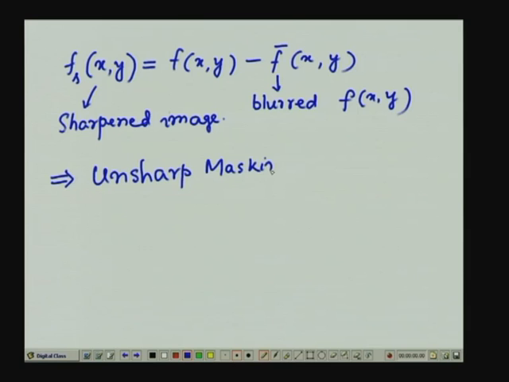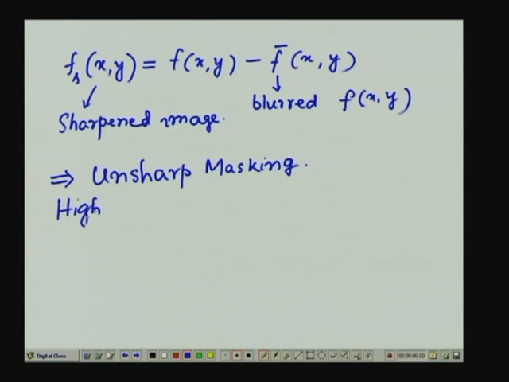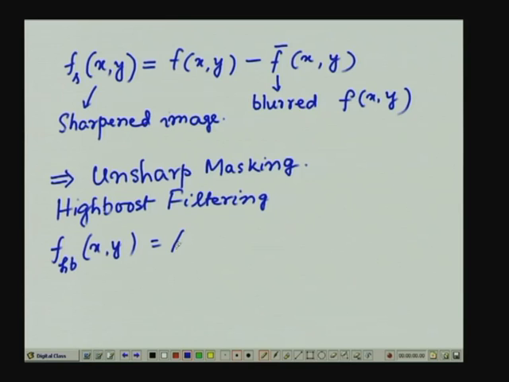Now, we can slightly modify this particular equation to get an expression for another kind of masking operation, which is known as high boost filtering. So, high boost filtering is nothing but a modification of this unsharp masking operation. So, we obtain high boost filtering as, we can write it in this form, f_hb(x,y), which is nothing but a times f(x,y) minus f_bar(x,y), for a greater than or equal to 1. So, you find that if I set the value of this constant a equal to 1, then this high boost filtering becomes same as unsharp masking.